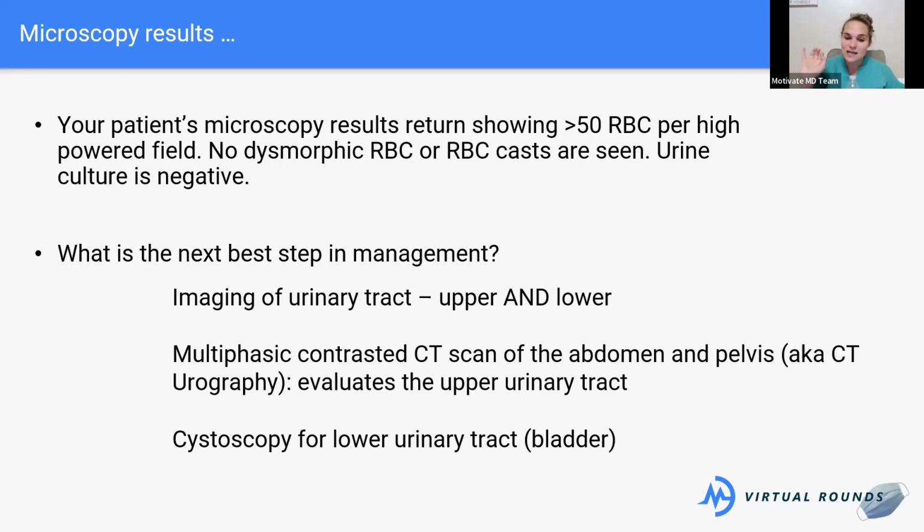And then a cystoscopy is what you're going to do to evaluate the lower urinary tract or the bladder. And I'll show you a picture of that as well. It's taking a scope and going through the penis and the urethra into the bladder and looking to see, is there any pathology in there? Are there any noticeable tumors? Things like that.